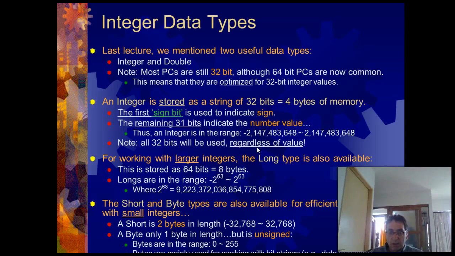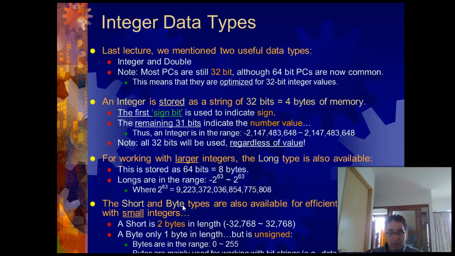For working with larger integers, the long type is also available. This is stored as 64 bits or 8 bytes. Longs are in the range from here to here, so it's much bigger than before. Where 2 to the 63 equals this, actually. So it could be minus this up to plus this.